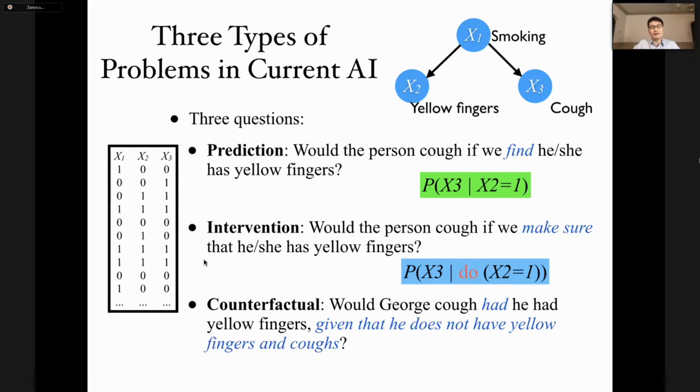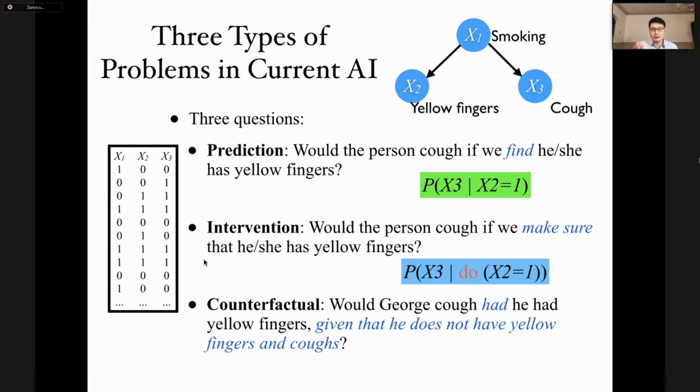The second type of question is about intervention. So you want to see the effects of interventions. And clearly, this is the causal problem. And sometimes intervention is also known as manipulation. So a typical question is like this one. Would the person cough if we make sure that he or she has yellow fingers?